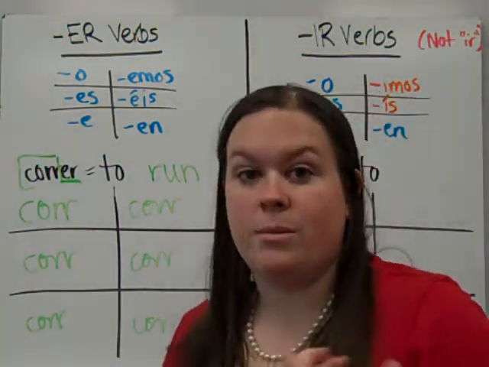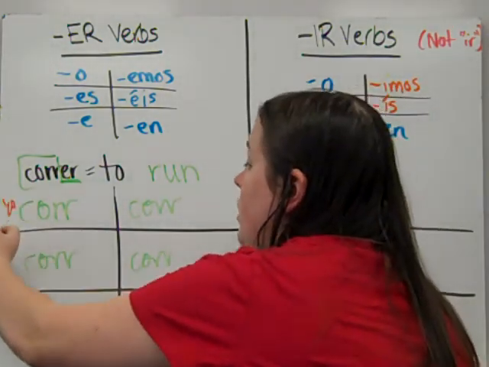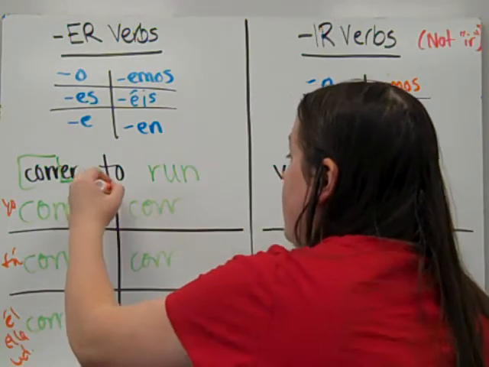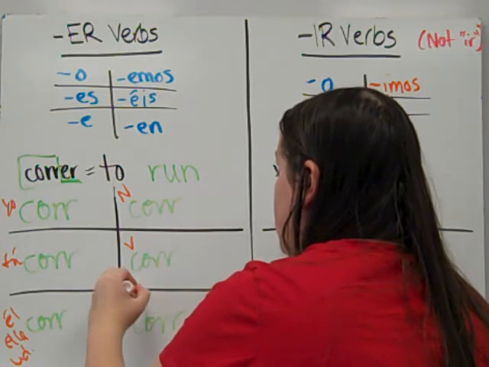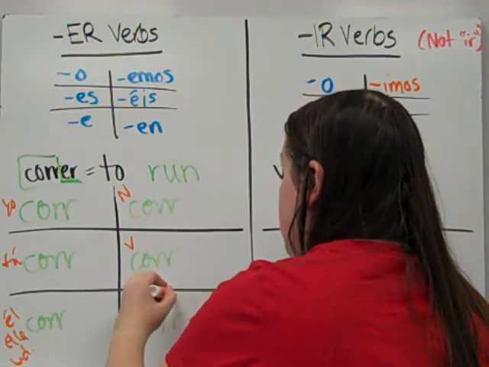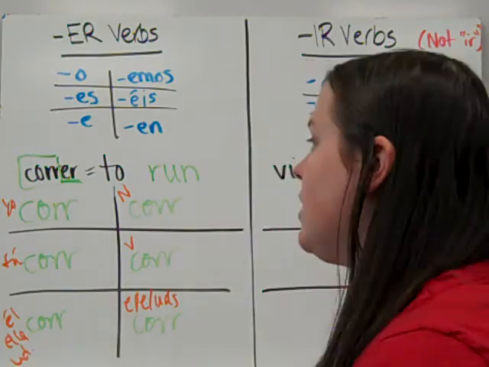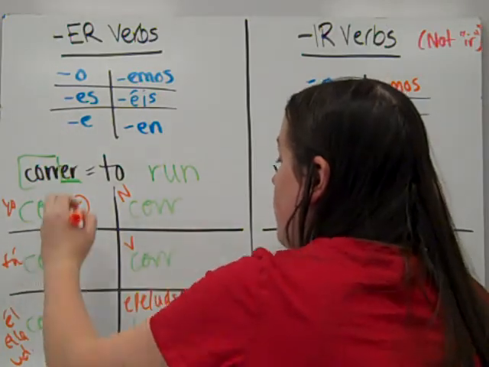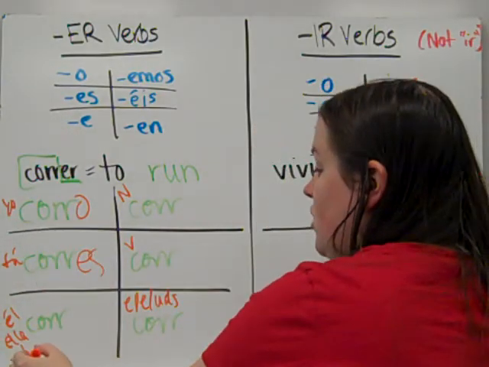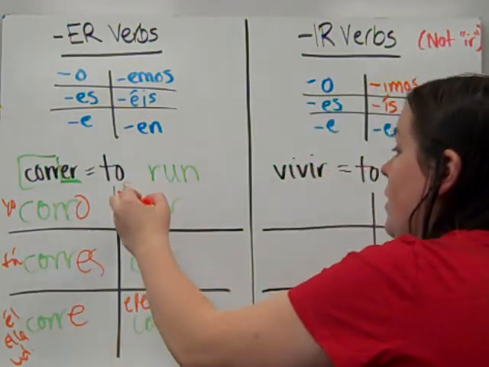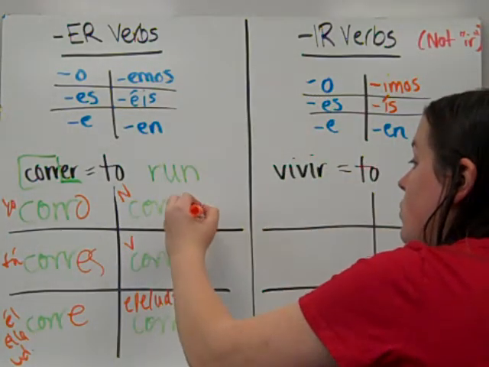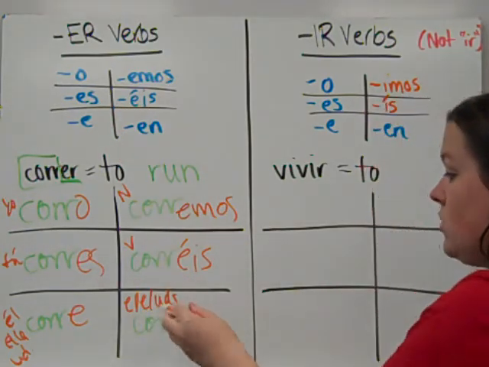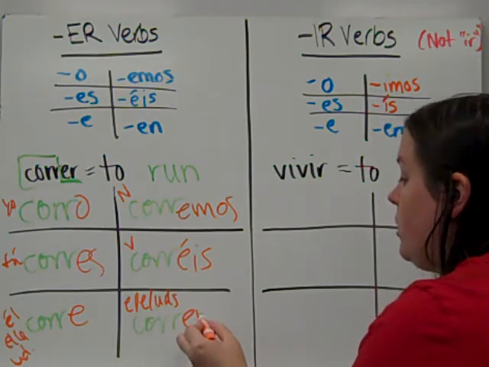And now that I have my stem, I find my subject. In this case, I should have them written in here. Yo, tú, él, ella, usted, nosotros, vosotros, ellos, ellas, ustedes. Now that we have the new subject, the last thing we do is add our endings in. So yo corro, tú corres, él, ella, usted, he, she, or you formal run, corre. We run, nosotros corremos. Y'all run, corréis, vosotros corréis, and ellos, ellas, ustedes, they or you all formal run, corren.